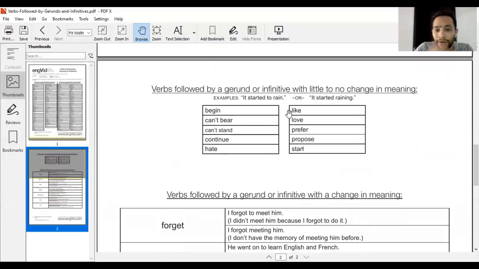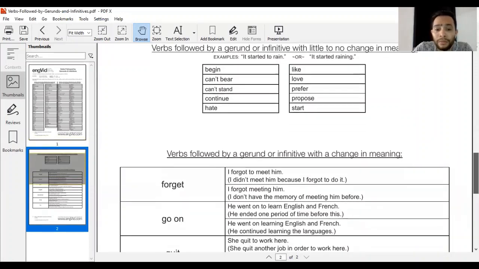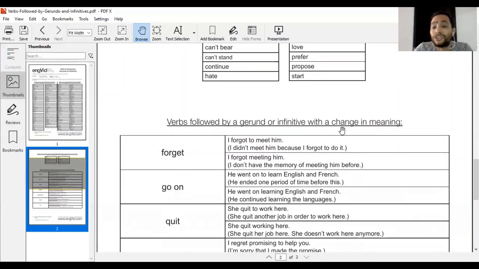In the first one, the meaning does not change. I mean, the meaning is going to be the same. Dejó de llover, dejó de llover. Este es, empezó a llover, empezó a llover. El significado no cambia. But in this group, the meaning changes.